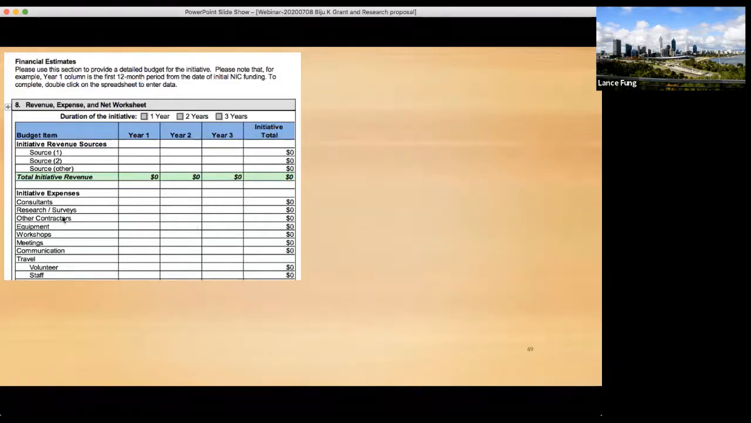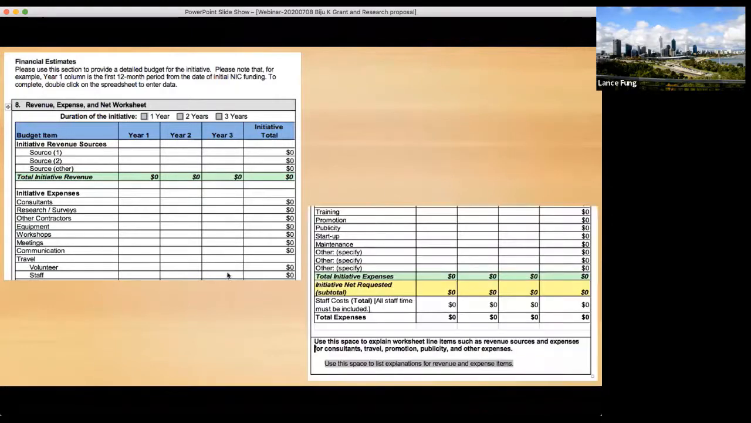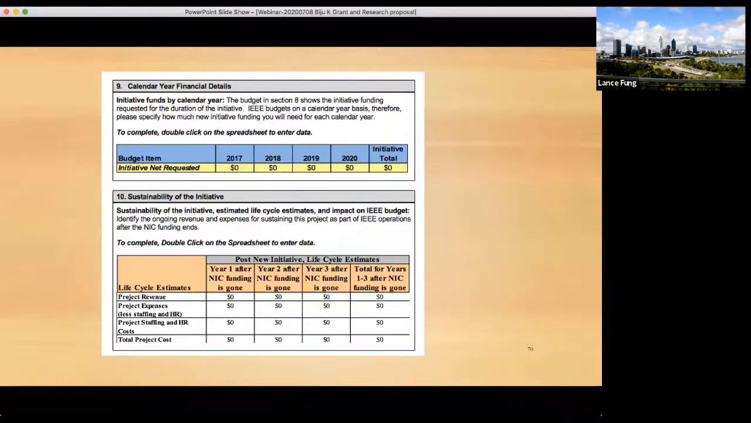If you need to have consultants, research, survey, equipment, workshop, meeting, communication, travels, even for the volunteers and the staff, and also trainings, promotion, publicity, startup, okay? So it's quite a fair amount of items, very detailed. And also looking into a yearly basis, what is the financial breakdown, because it's a multi-year project?